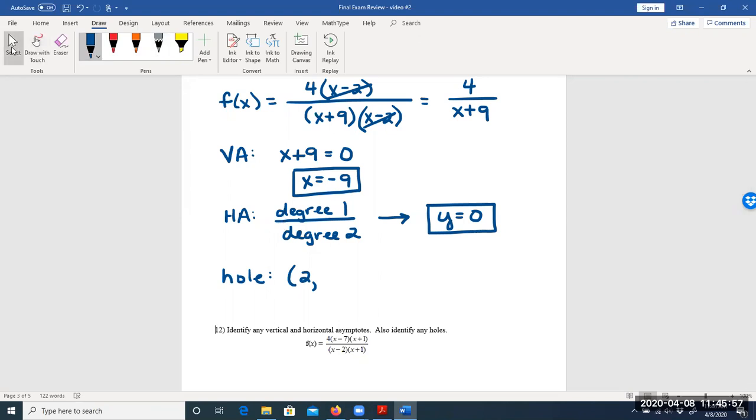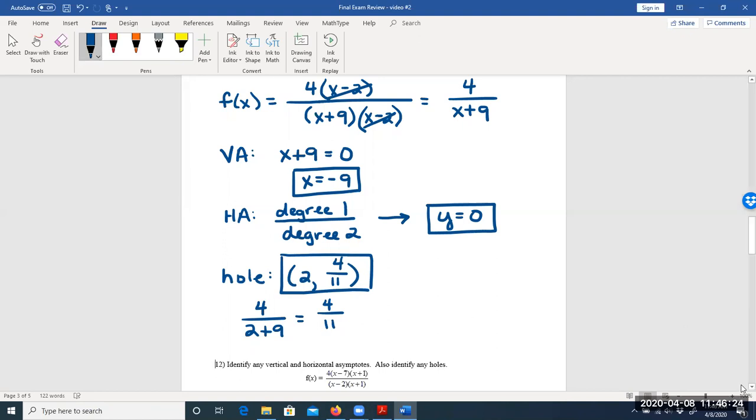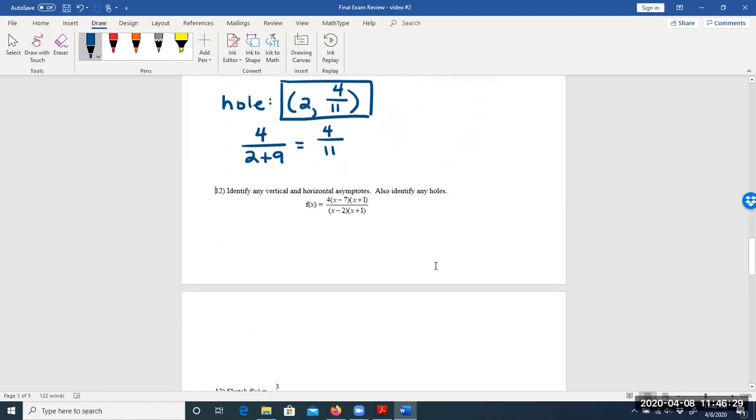It does have to be plugged into the reduced function. If you try to plug it into the original function, you're going to get 0 divided by 0. So it's got to be plugged into the reduced function. And when I plug it into the reduced function, I get 4 over 11. So my hole is the point 2 comma 4/11. All right, let's do this now with number 12.